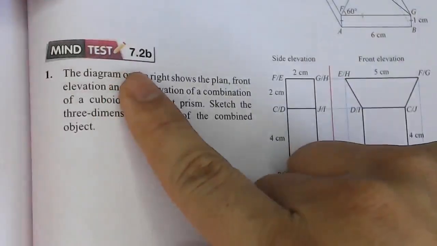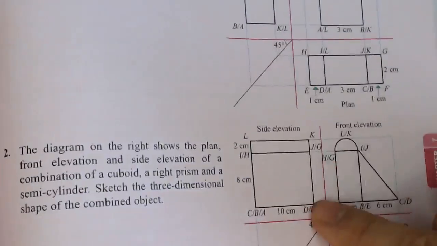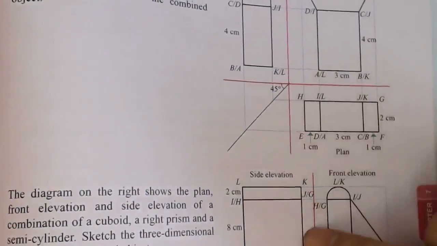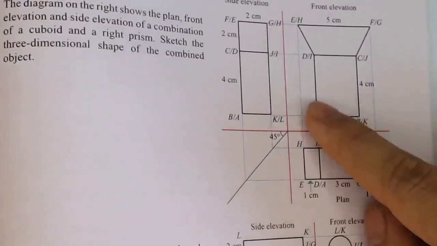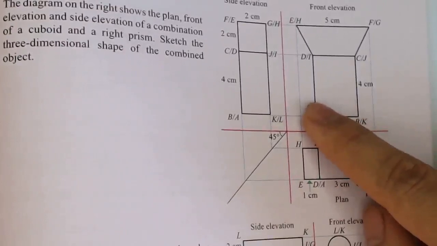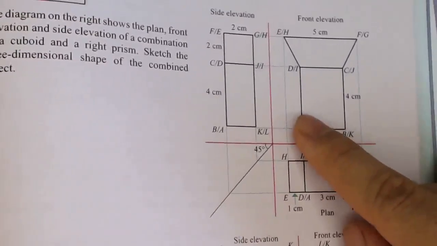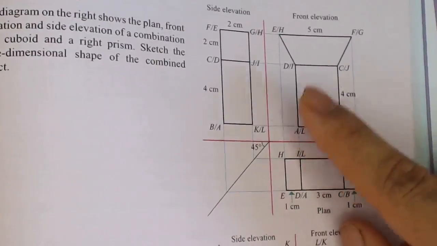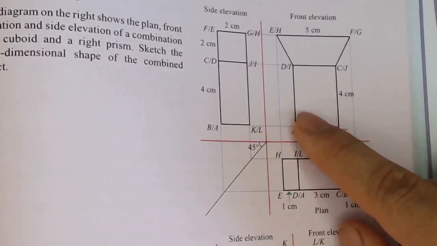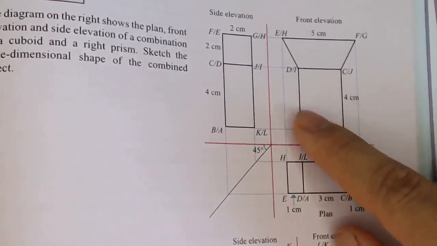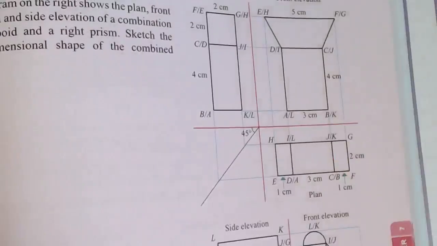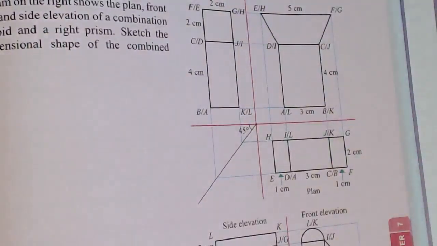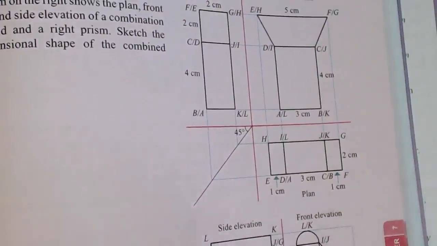Okay, minus 7.2b. So we got two plans here. Which one do you want to do? You want to do this? Let's do this. Okay. Now let's turn this back to the original 3D object, by following the same steps that we did earlier on the first object.